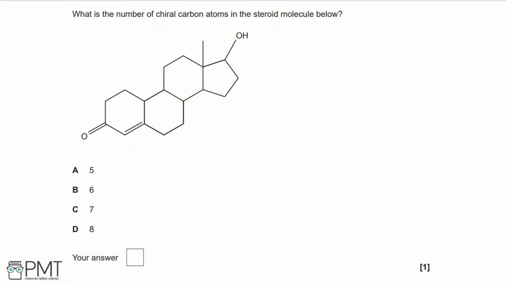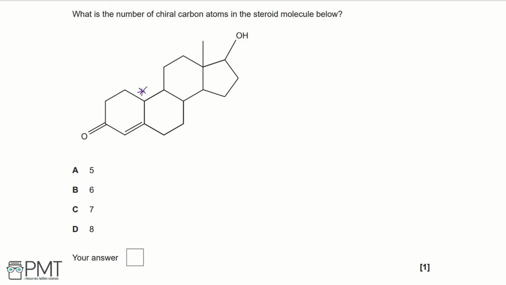What is the number of chiral carbon atoms in the steroid molecule below? A, 5, B, 6, C, 7, or D, 8? A chiral carbon is when you have 4 different functional groups attached to a carbon atom. So looking at this steroid molecule, if we work our way across from left to right, our first chiral carbon would be here. So we have 4 different groups attached.